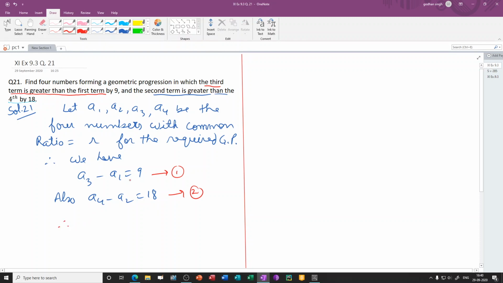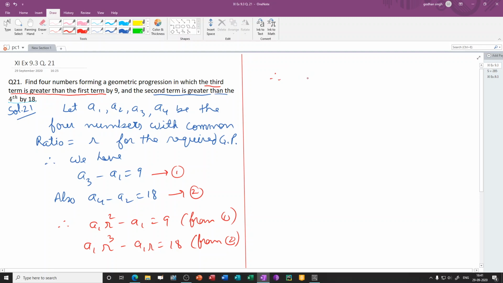So what this will imply is we will apply the formula of An, that is the nth term of a GP. What is An? A1 into R raised to n minus 1. So A3 can be written as A1 R square, minus A1 equal to 9, from 1. And the second one we can write as A4, that is A1 R cube, minus A2, which can be written as A1 R, equal to 18 from the second one.